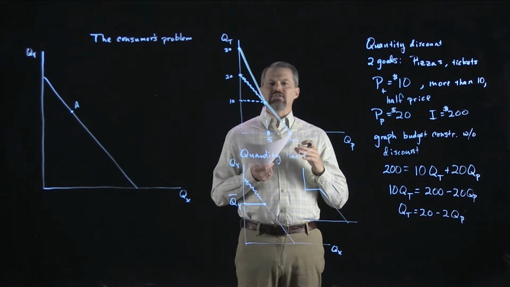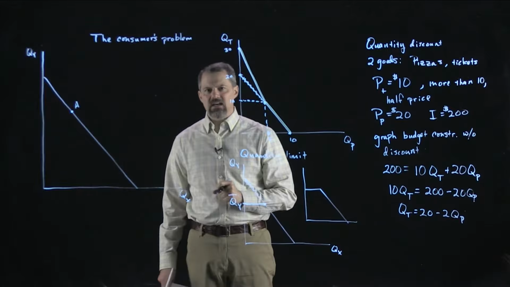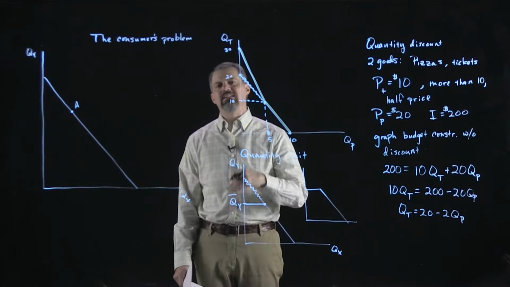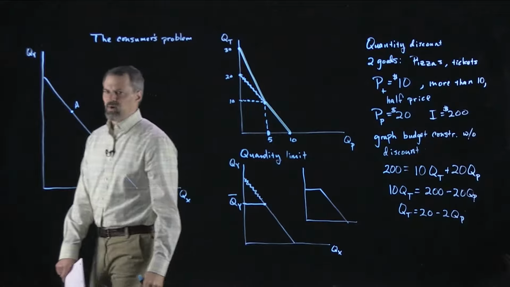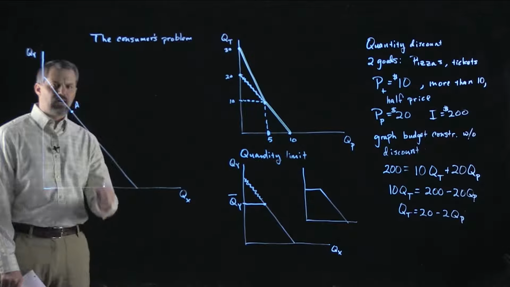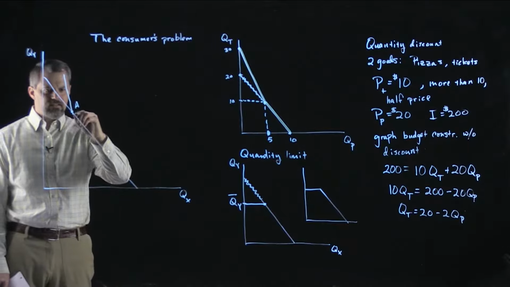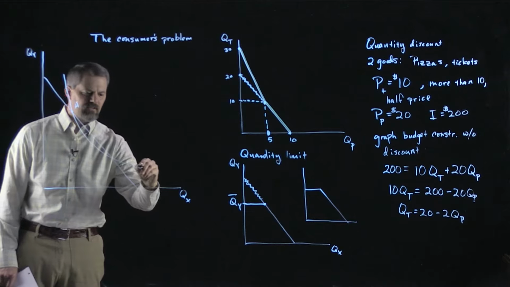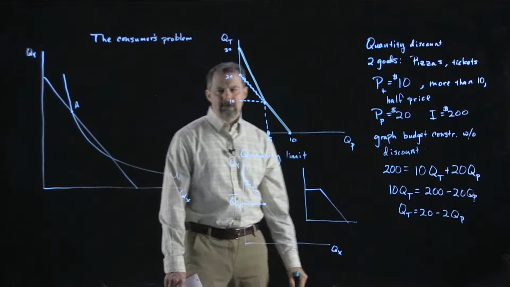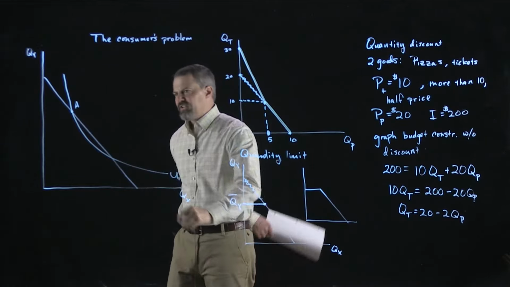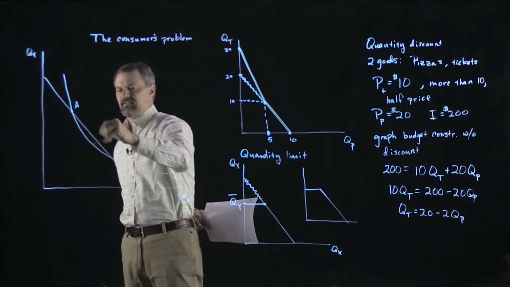In order to understand something about how the consumer prefers bundle A to other bundles on the picture, we need to draw the indifference curve through bundle A. So let's suppose that we draw the indifference curve through bundle A, and suppose that that indifference curve looks like this. Here's the indifference curve through bundle A. We'll call it U1. The consumer is indifferent between bundle A and any other bundle on that indifference curve.